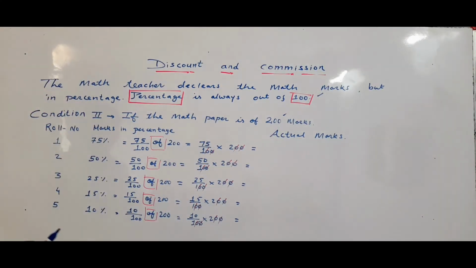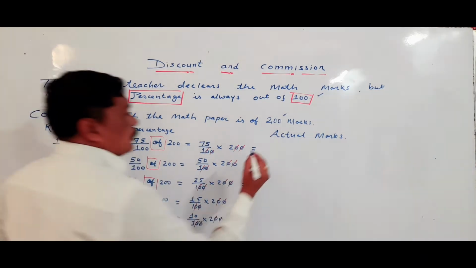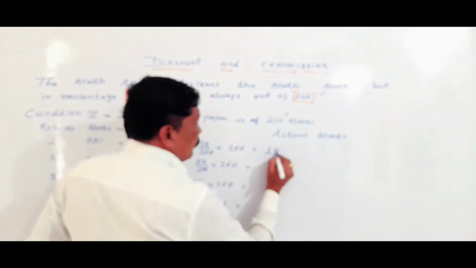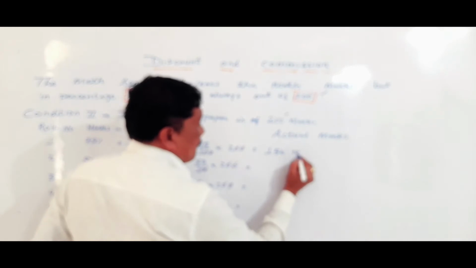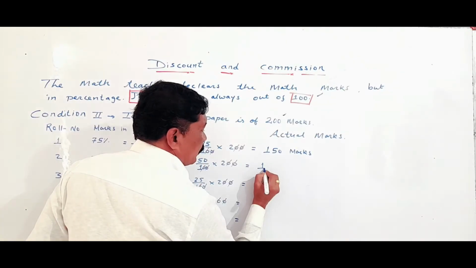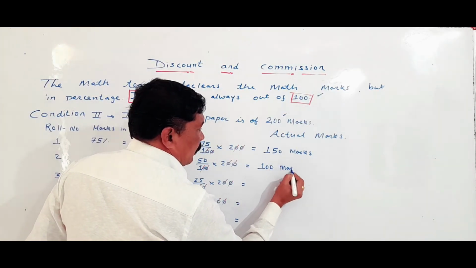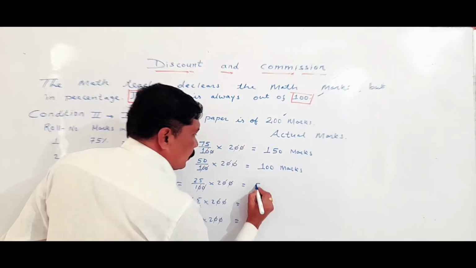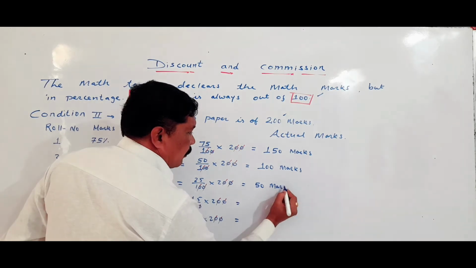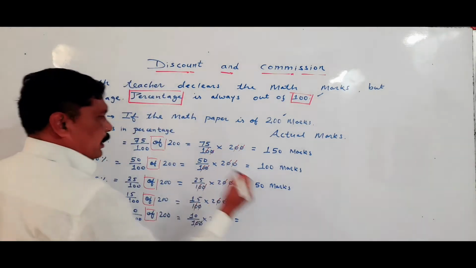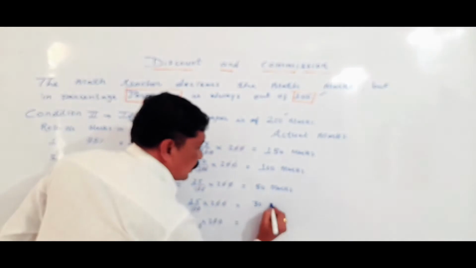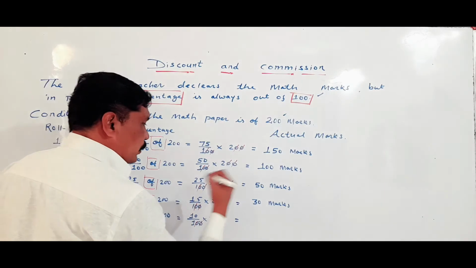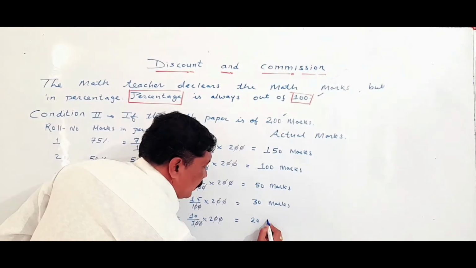Zero zero cut. 75 into 2, 150 marks. 50 into 2, 100 marks. 25 into 2, 50 marks. 15 into 2, 30 marks. 10 into 2, 20 marks.